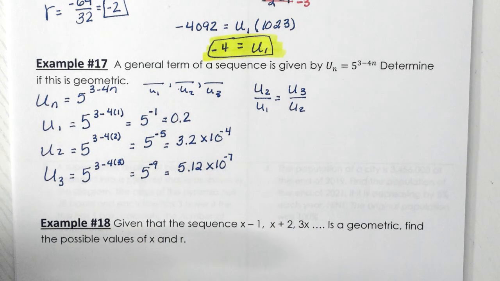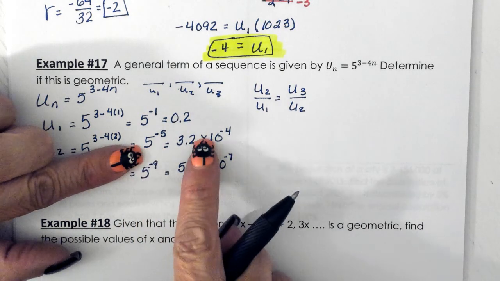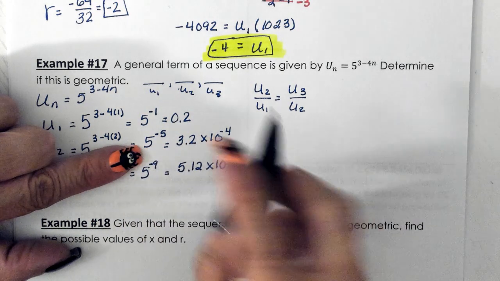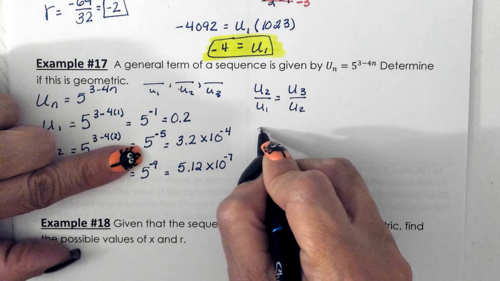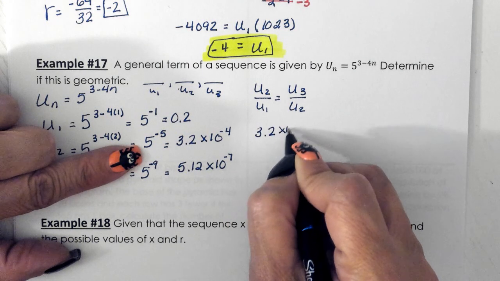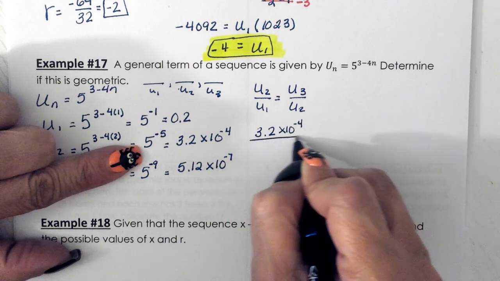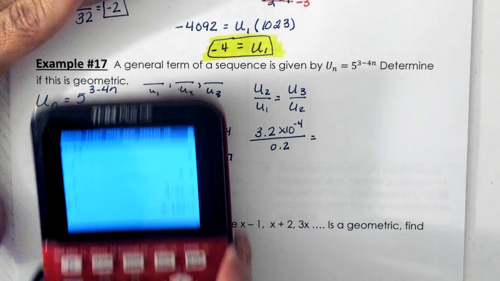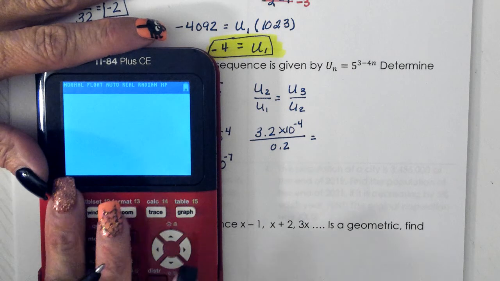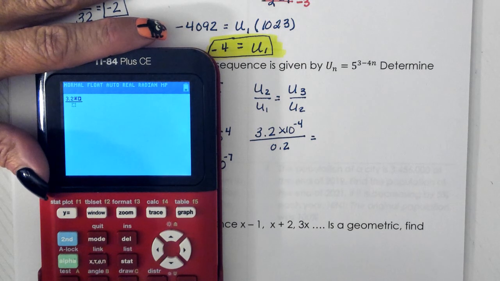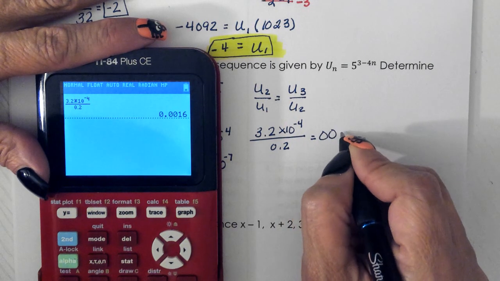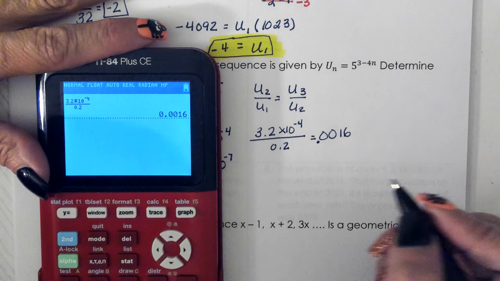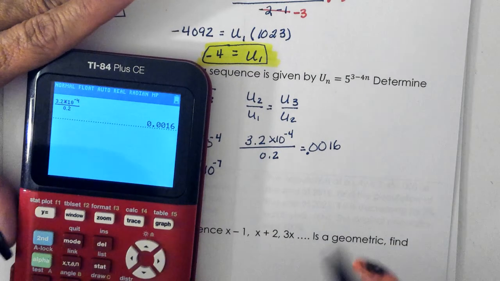Okay, we can do it one of two ways. You can either use this or this. I'm going to use this. Doesn't matter to me. You might like to use this right here. It might be easier. I'm going to say 3.2 times 10 to the negative 4th over 0.2. Let's see what that equals. 3.2 times 10 to the negative 4 over 0.2 is 0.016. Okay, so there's that common ratio.